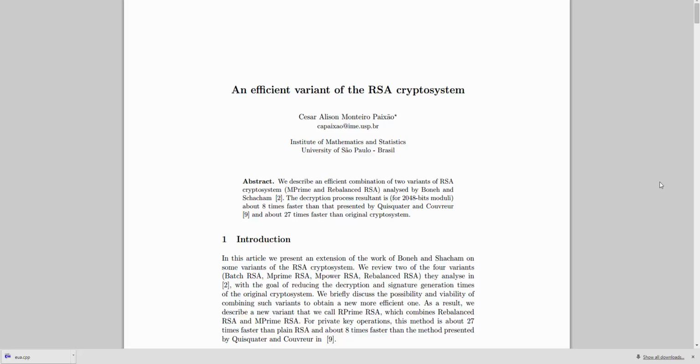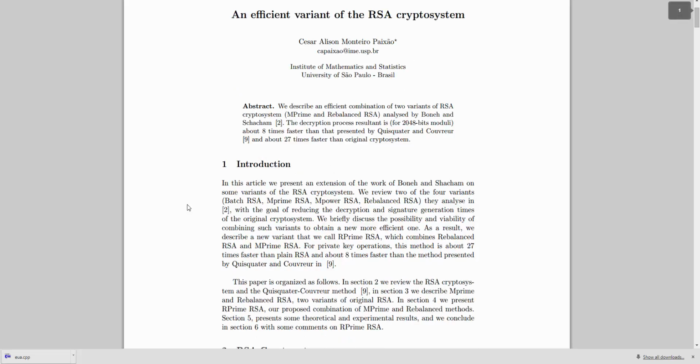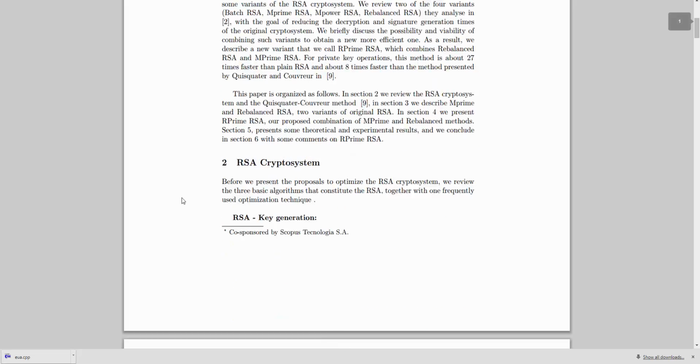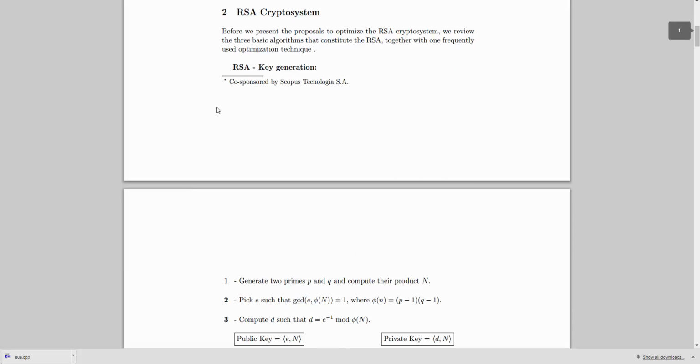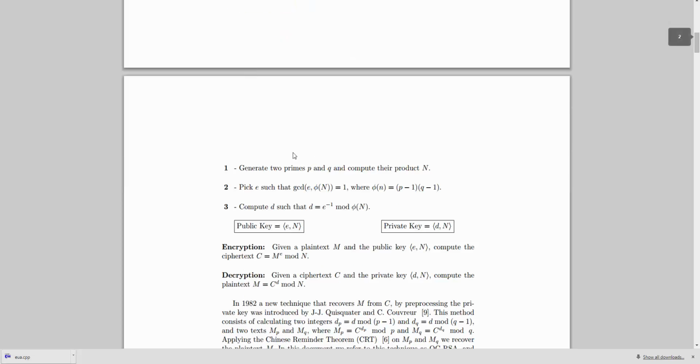We selected the paper, An Efficient Variant of the RSA Cryptosystem by Cesar Allison, from the Institute of Mathematics and Statistics at the University of Sao Paulo. The reason for this paper was that the decryption process is much faster with the new algorithm that they discovered. And here is the original RSA cryptosystem and the algorithm that was used originally.